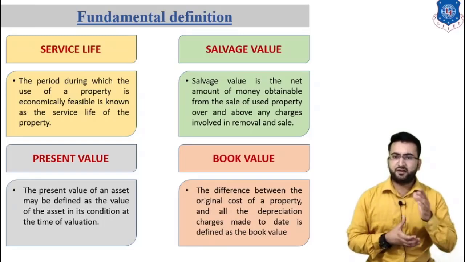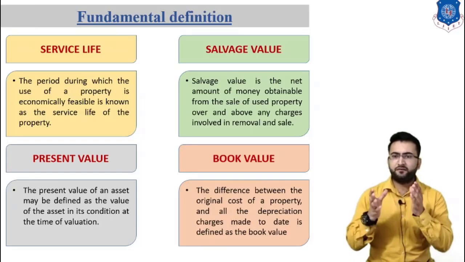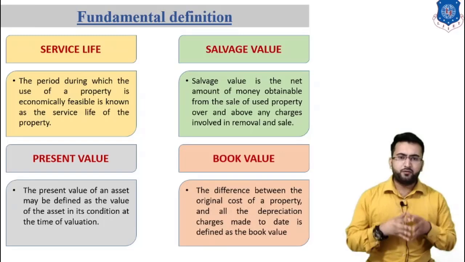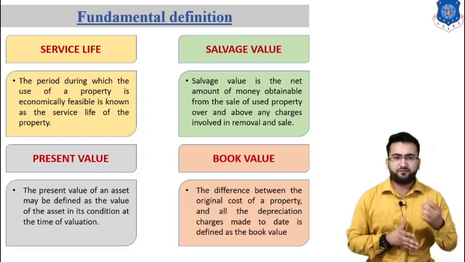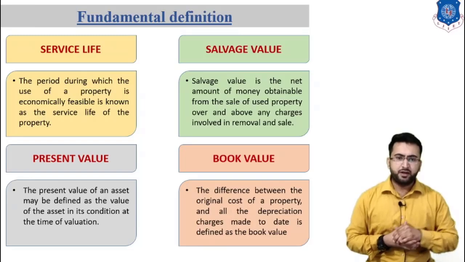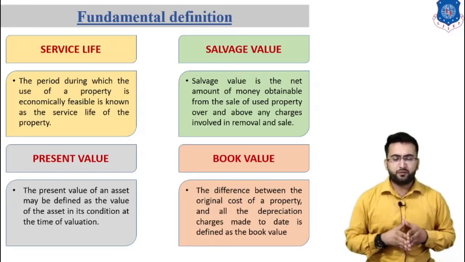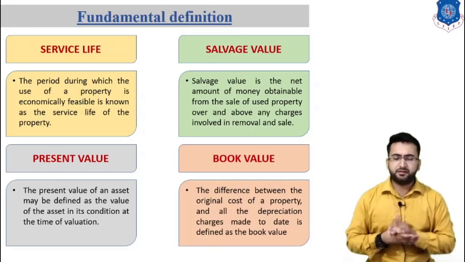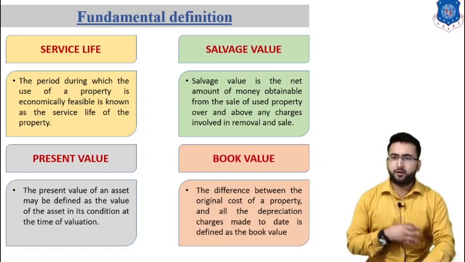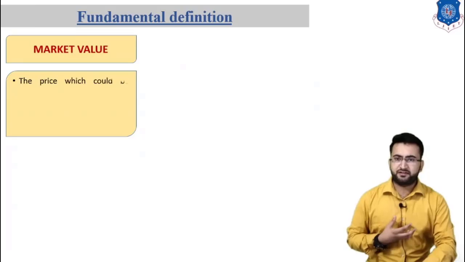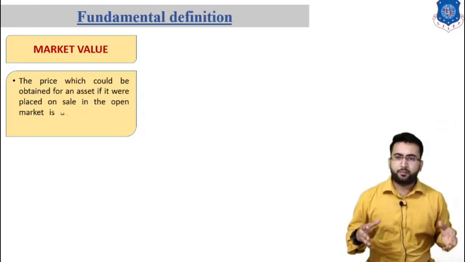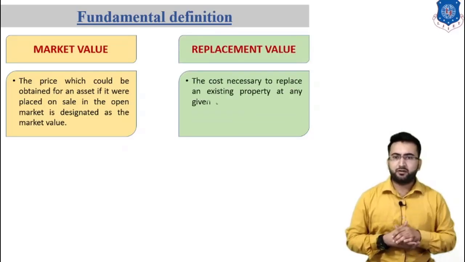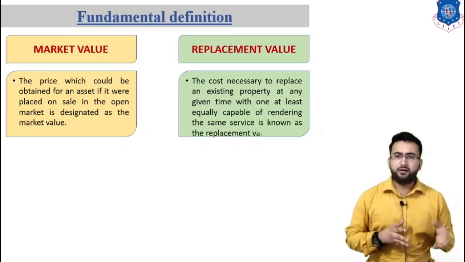Now let's talk about the present value. The present value of an asset may be defined as the value of the asset in its condition at the time of valuation. Now let's talk about the book value. The difference between the original cost of property and all depreciation charges made to date is defined as the book value. Book value means the original cost of property minus depreciation till date. Now let's talk about market value. The price which could be obtained for the asset if it were placed on sale in the open market is known as the market value.